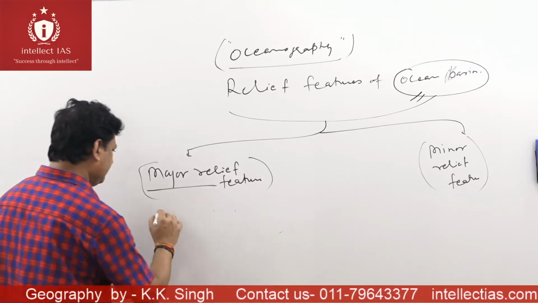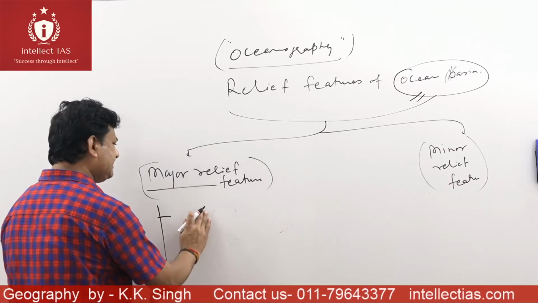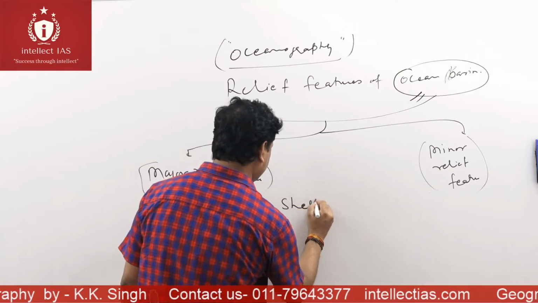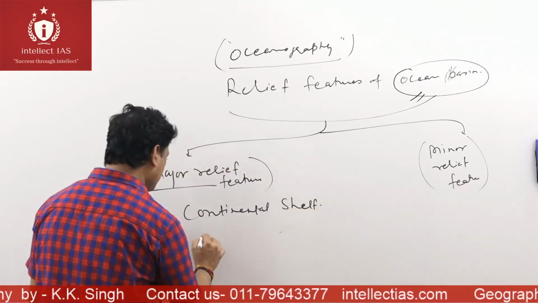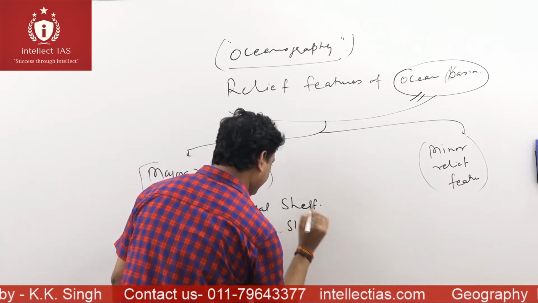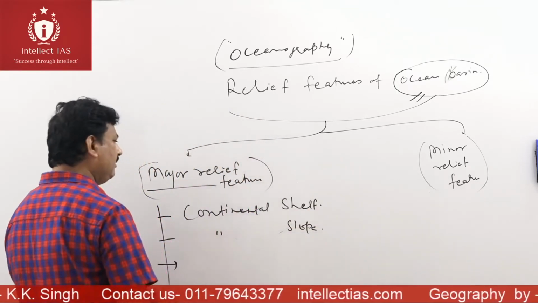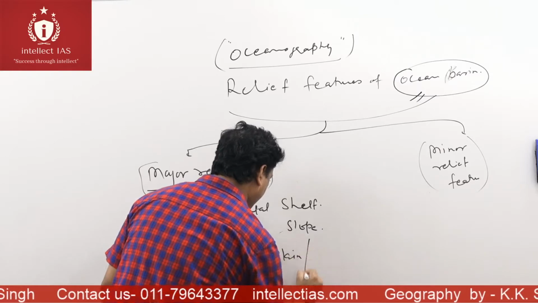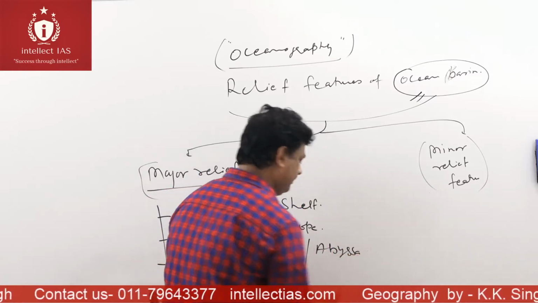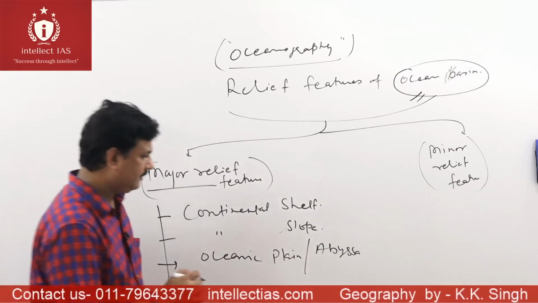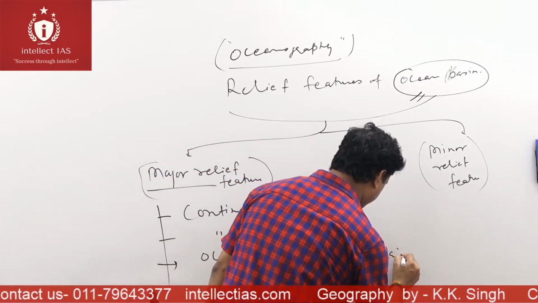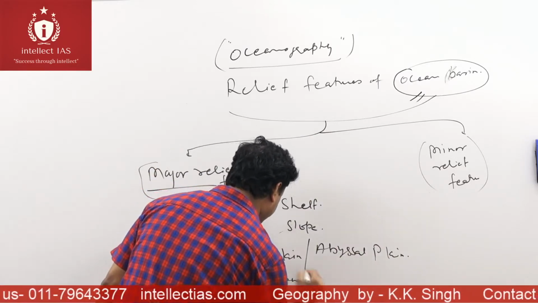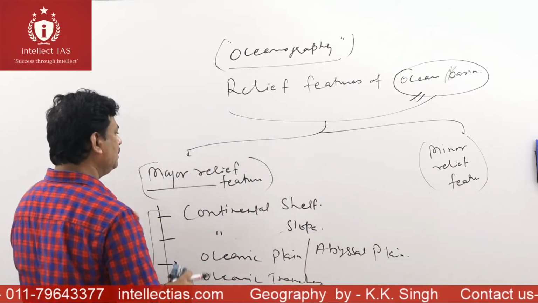Major relief features include continental shelf, continental slope, abyssal plain or oceanic plain, and oceanic trenches. So these are the major reliefs of the ocean.